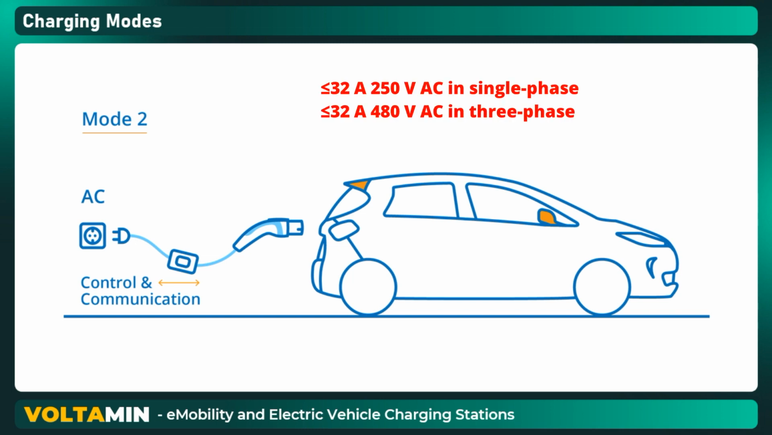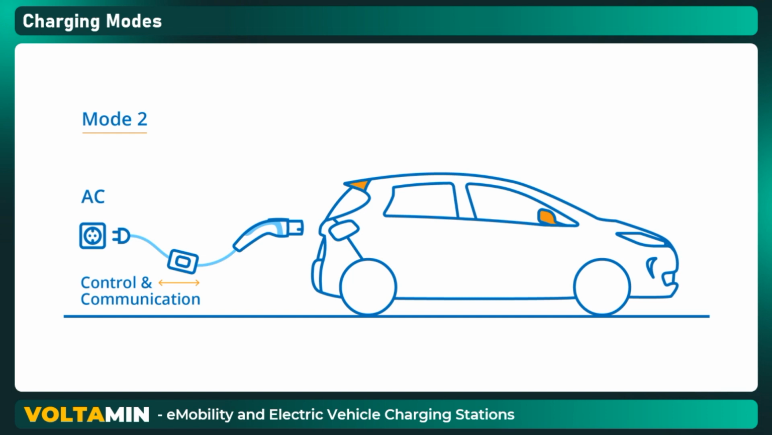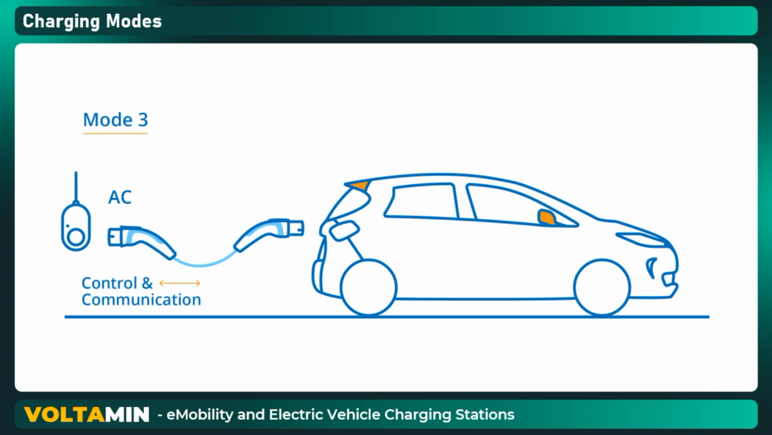The rated values for current and voltage must not exceed 32 amps 250 volts AC in single phase, and 32 amps 480 volts AC in a three-phase installation, as defined in IEC 61851-1. EV supply equipment intended for Mode 2 charging shall provide a protective earthing conductor from the standard plug to the vehicle connector. Charging your EV in Mode 3. Charging Mode 3 is one of the most common charging modes for charging with alternating current or AC.